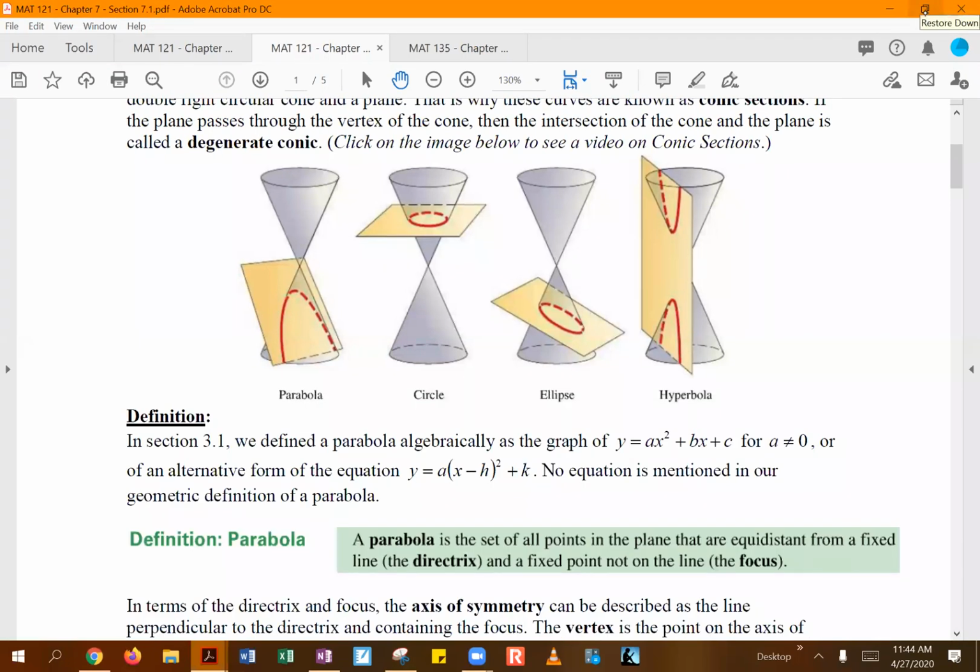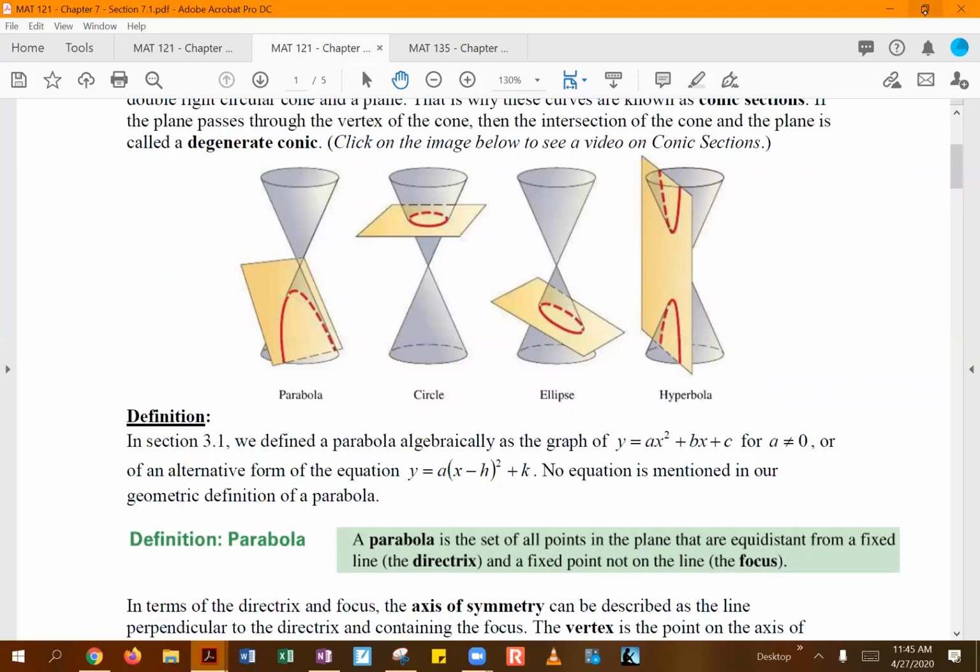Basically, as you can see, we have these double right circular cones over here, and depending on how you intersect them with the plane, just think about a piece of paper, that's where we end up getting these different conic sections from. So we've got a parabola, a circle, an ellipse, and a hyperbola.